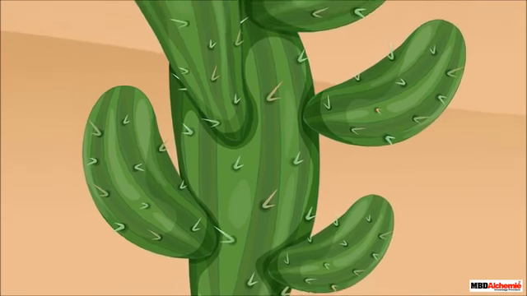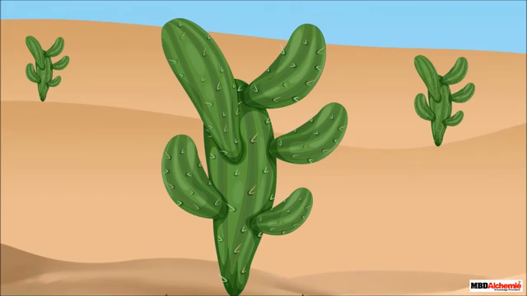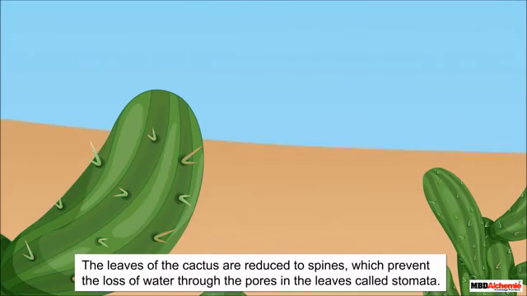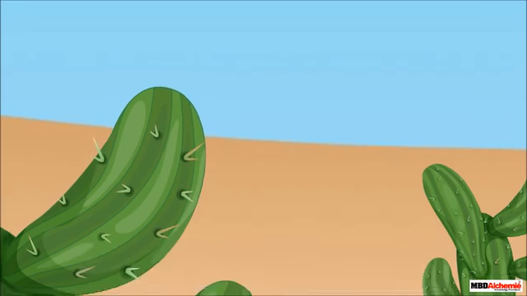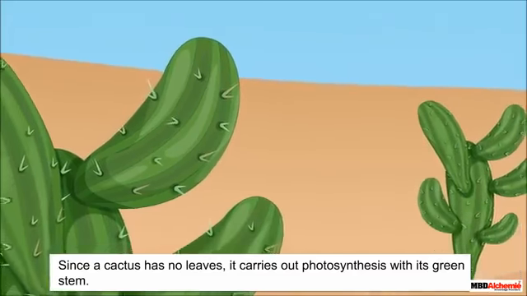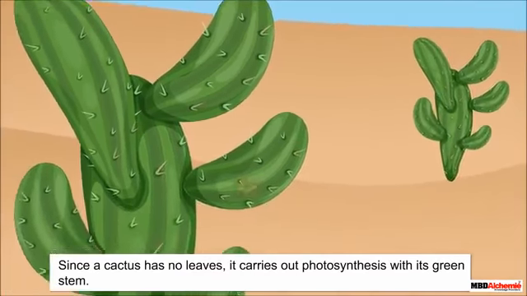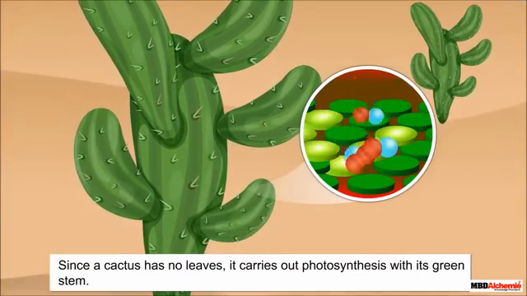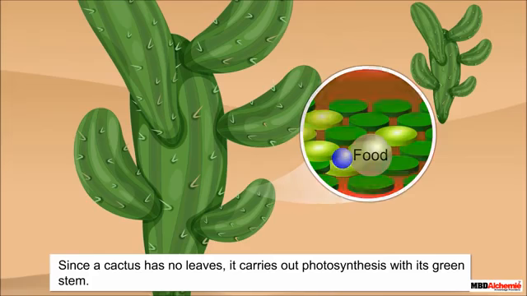You can also notice that a cactus has no leaves. Actually, the leaves in cactus are reduced to spines. This is an adaptation of this plant to prevent the loss of water that occurs through the pores in the leaves, called stomata. Since a cactus has no leaves, it carries out photosynthesis with its green stem. So, the food for the cactus plant is made in its green stem.